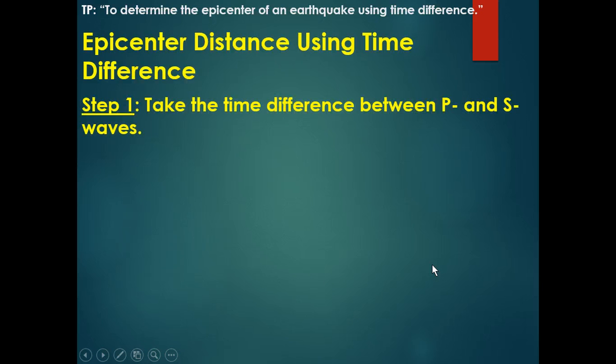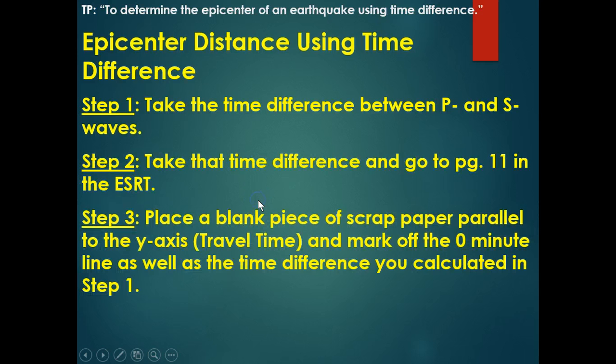So when we're given our seismogram or we're given it in a word problem, the first thing we're going to do is take down the time difference between the P and the S waves. We then take that data and we bring it over to page 11. We're going to place our blank piece of scrap paper along the y-axis to make sure that we're marking off the zero line as well as whatever we calculated in step 1.